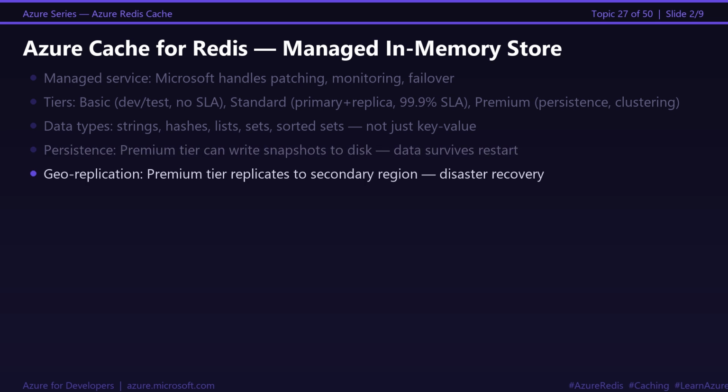And the geo-replication on Premium lets you replicate your Redis instance to a secondary region for disaster recovery, the same pattern as Cosmos DB. Cache-aside is the most widely used caching pattern and the safest.